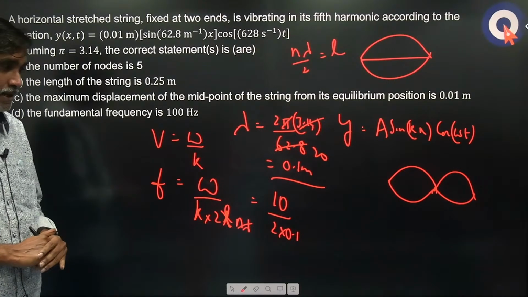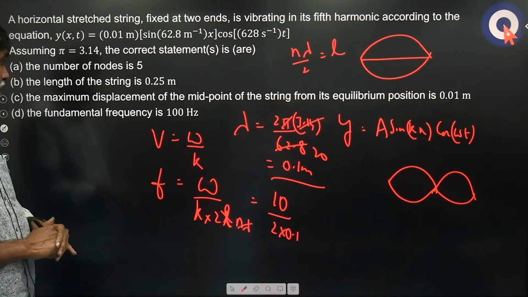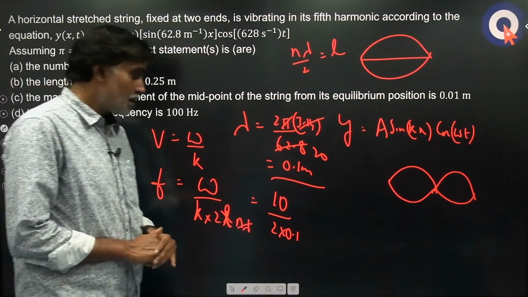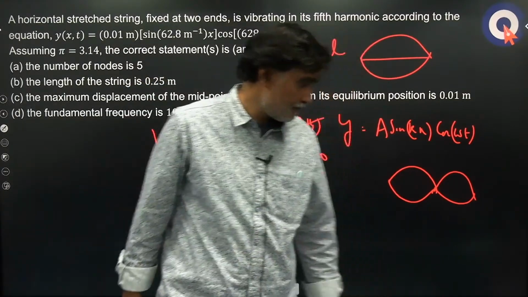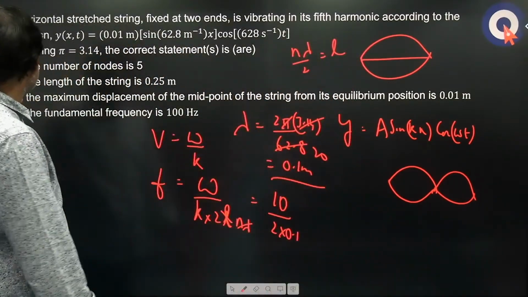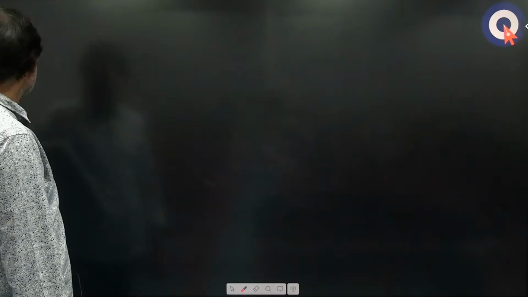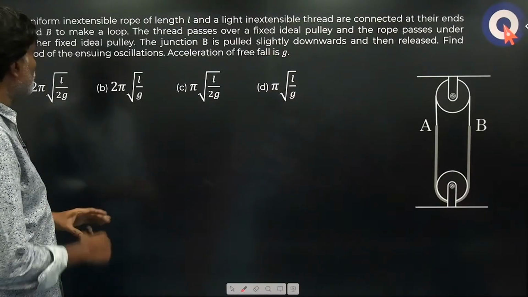Okay, 10 by 0.2, 100 by 2, 50 you'll get, I think. Fundamental frequency is 50 hertz. Okay. So this is the next question. We'll see.